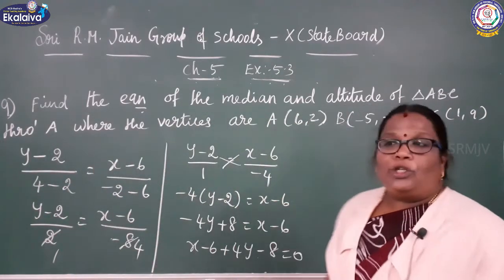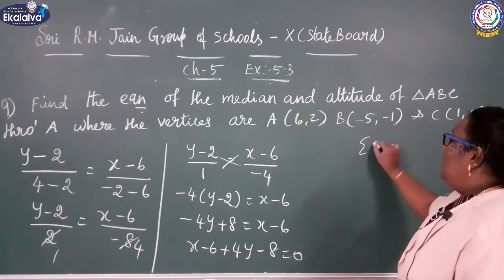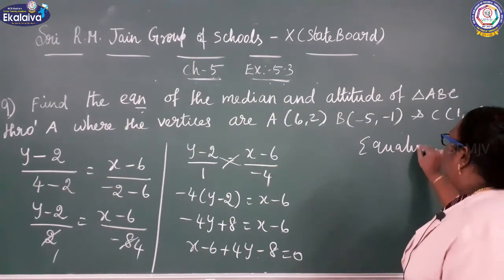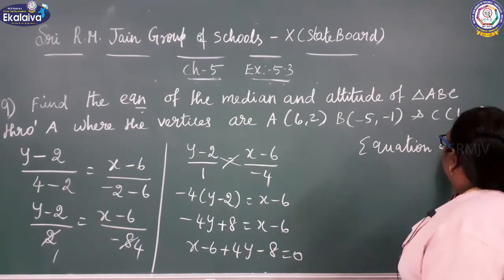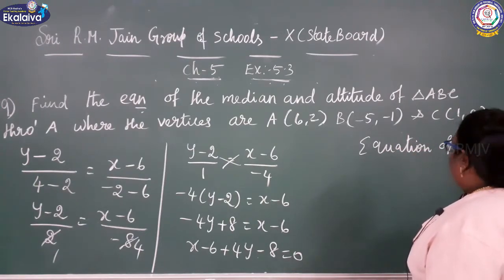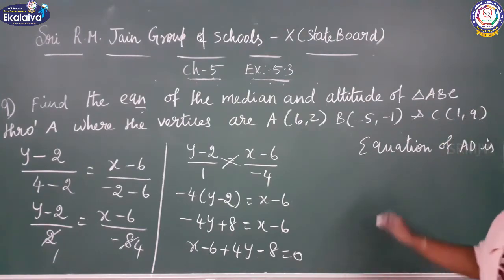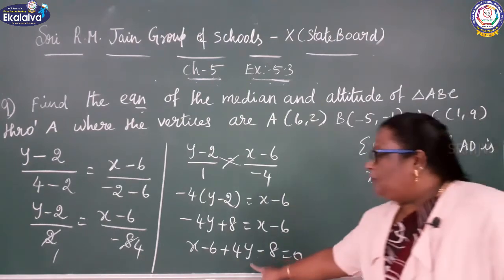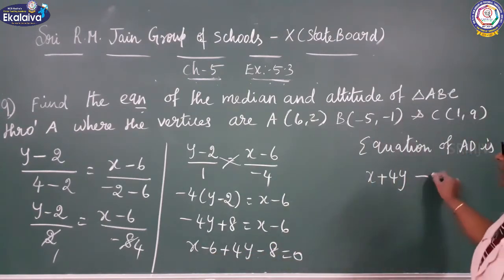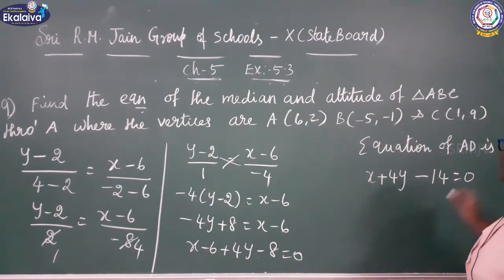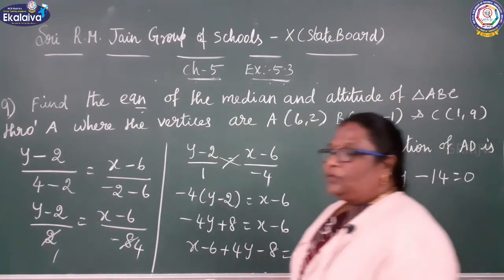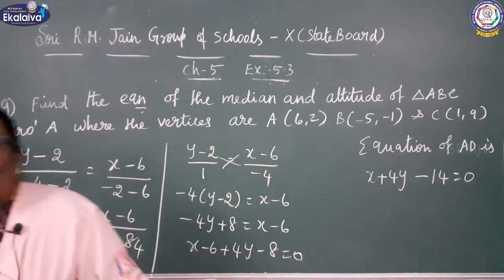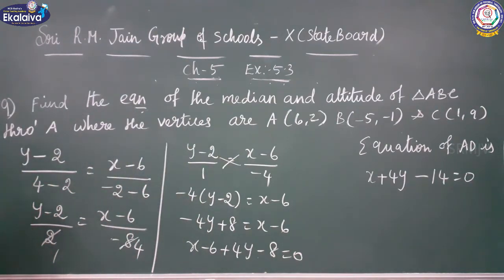What is the equation of the median AD? Equation of AD is x plus 4y minus 14 equal to 0. Equation of median is x plus 4y minus 14 equal to 0. Now we move on to see the equation of altitude.